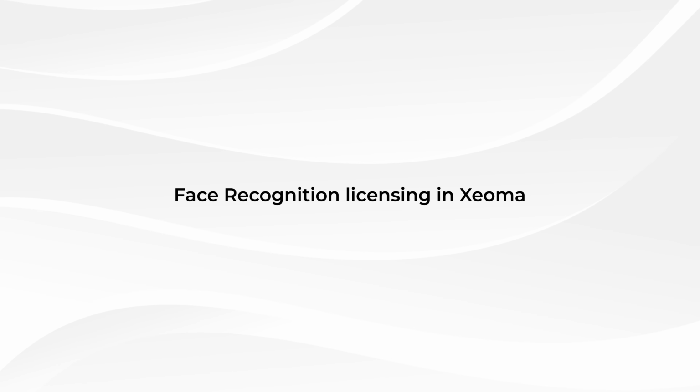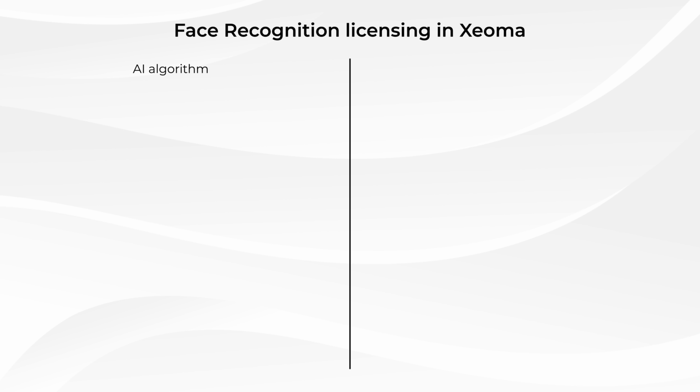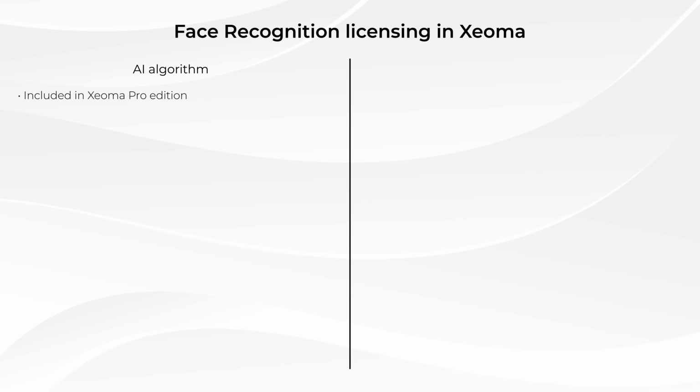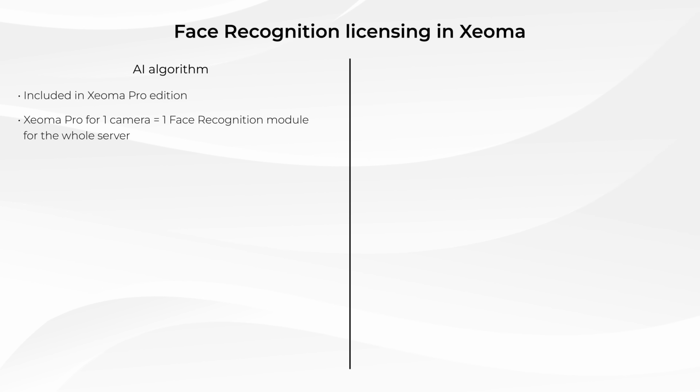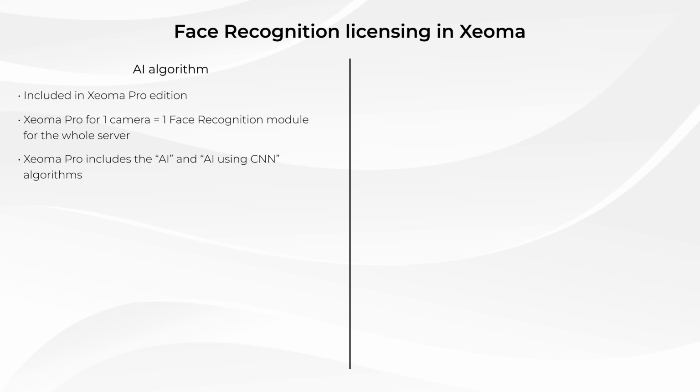The license type needed depends on the recognition algorithm you're going to use. The face recognition module is included in the Xeoma Pro Edition. For example, if you purchase a Xeoma Pro license for one camera, you'll be able to use face recognition on one camera. In this case, artificial intelligence and artificial intelligence using CNN will be available with one face in the database.